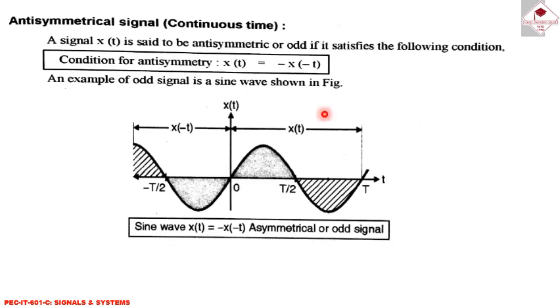Next, the antisymmetric signal. For continuous time, a signal x(t) is said to be antisymmetric or odd if it satisfies the following condition. The condition of antisymmetry is x(t) = -x(-t). As per this expression, this is the graphical representation of the antisymmetric signal.